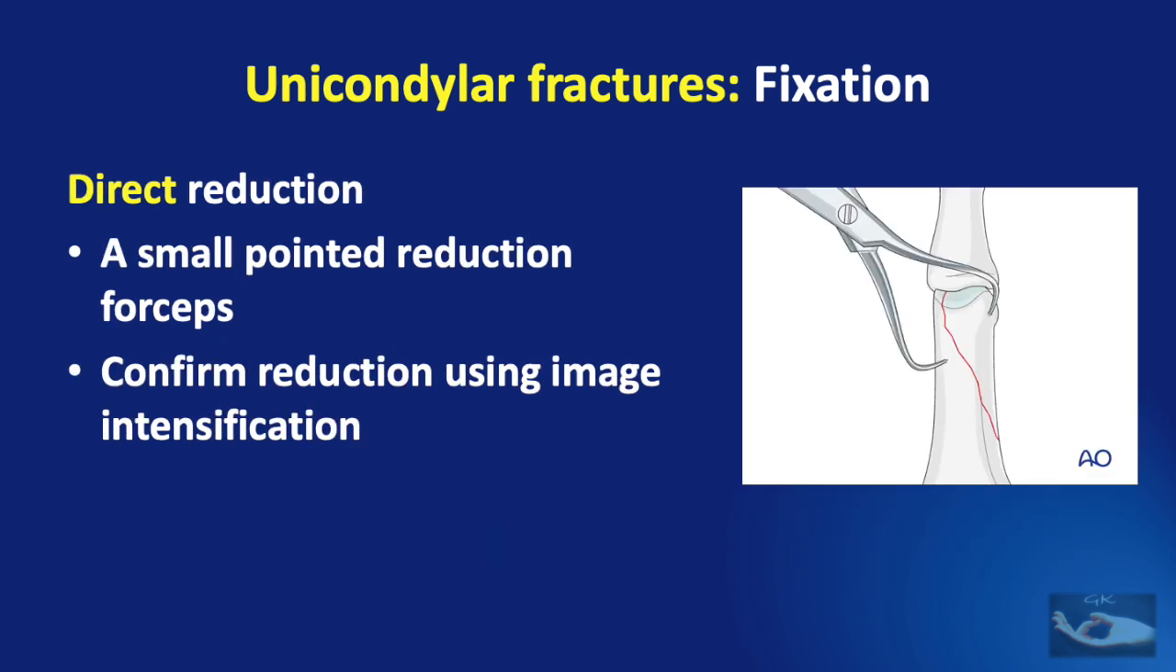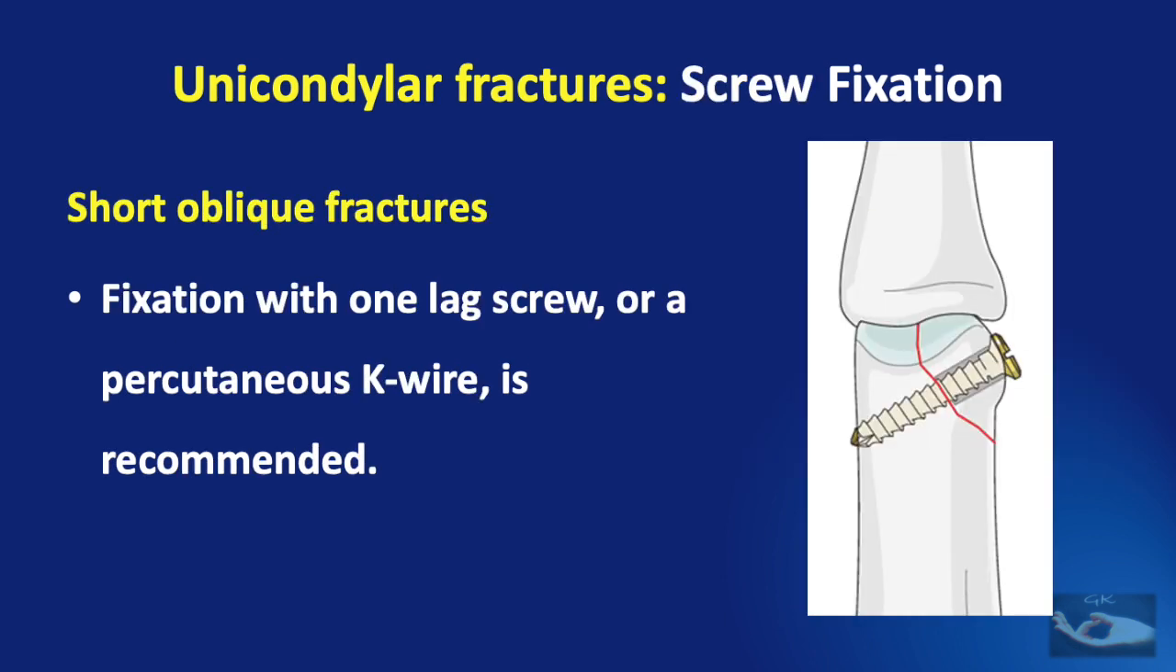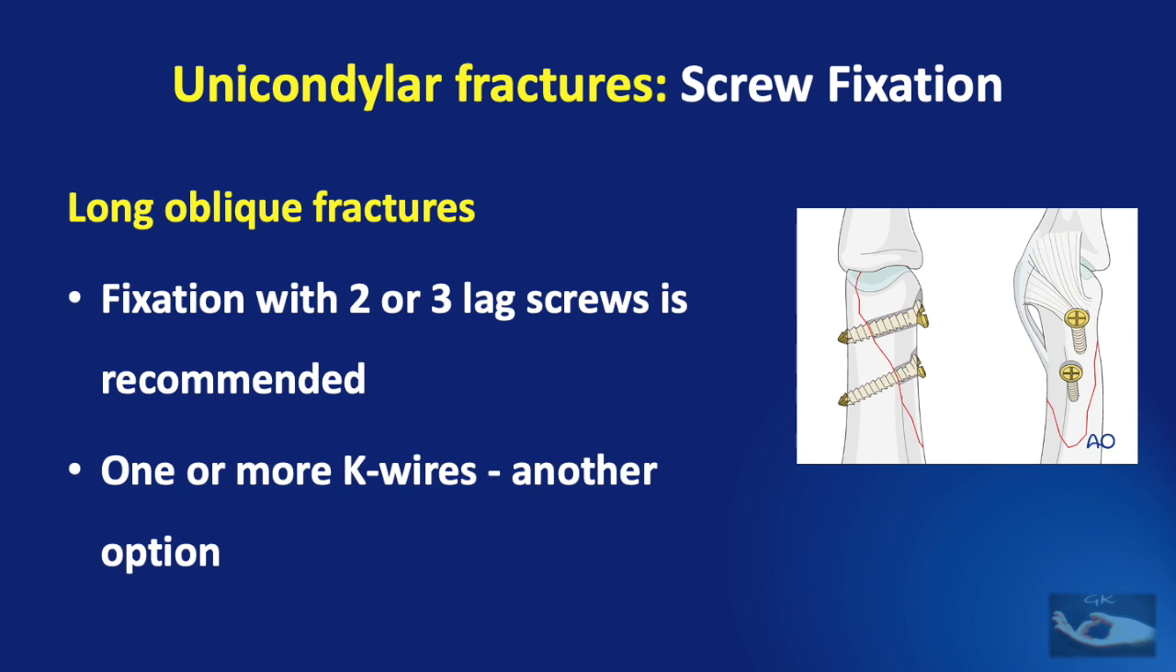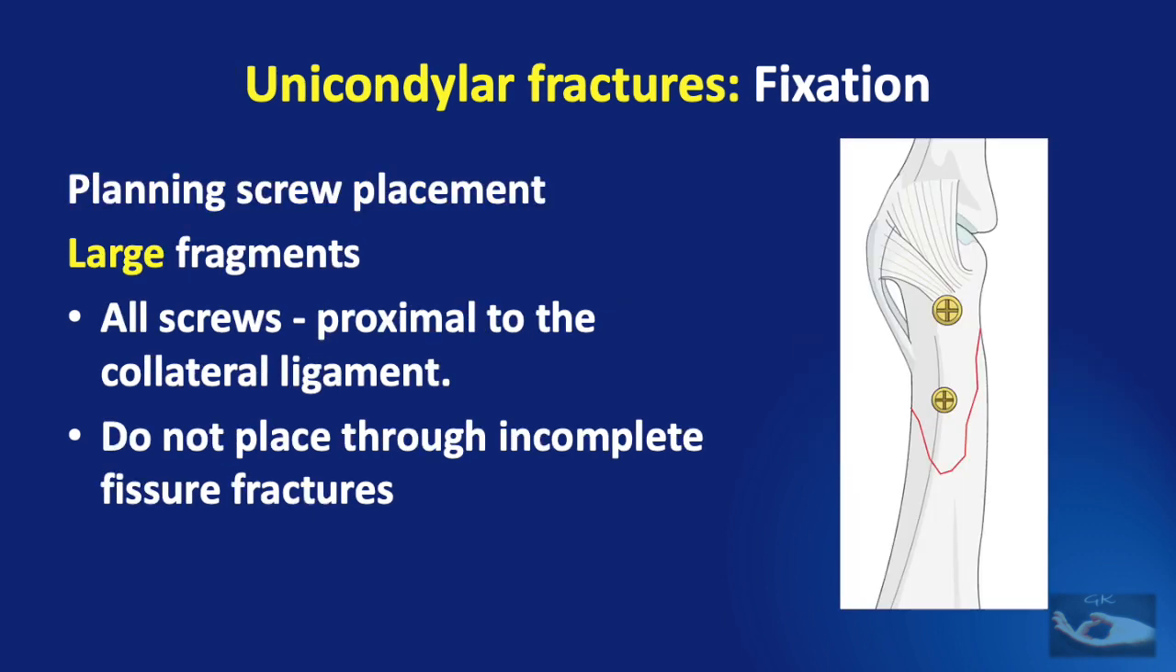Direct reduction can be achieved by using a small pointed reduction forceps, and again confirmed using image intensification. For short oblique fractures, that is type 1, fixation with one lag screw or a percutaneous K-wire is recommended. If lag screws are not available, one or more K-wires can be used also. For large fragments, all the screws that we are going to use can be placed proximal to the collateral ligaments.